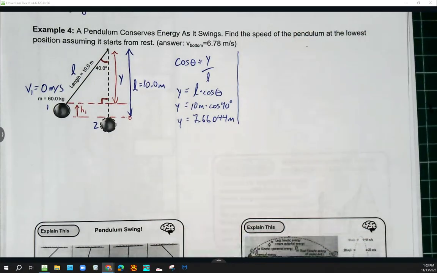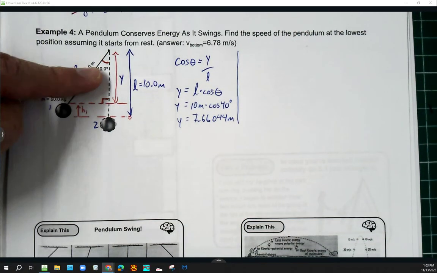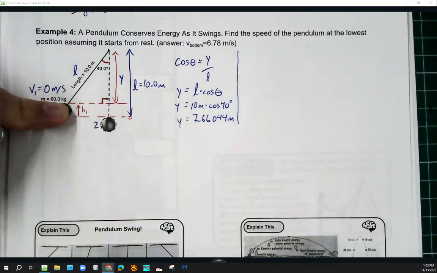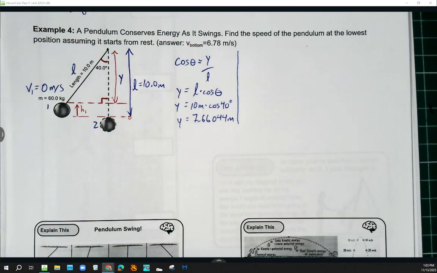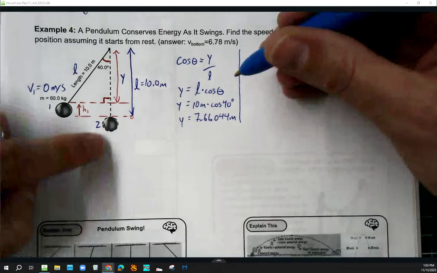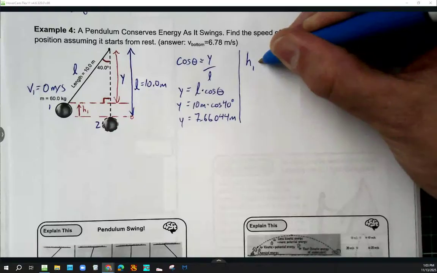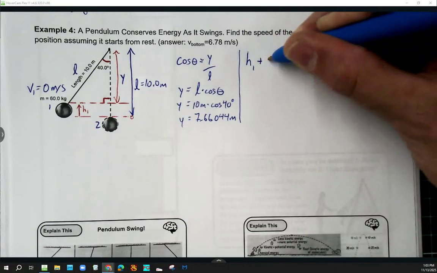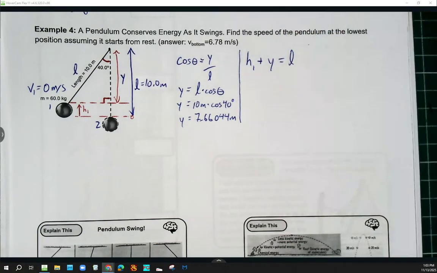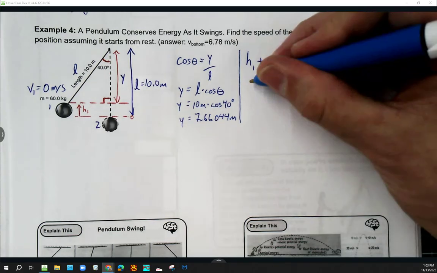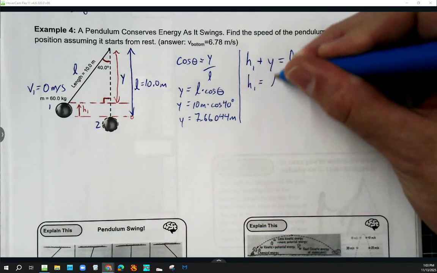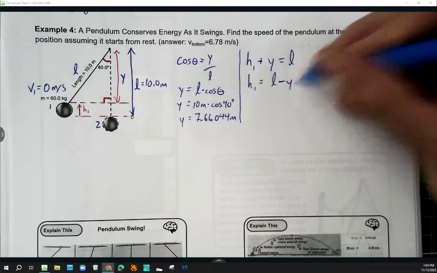And just sort of thinking ahead, I said that if I know y and I know L, I can get the height difference between the initial position and the final position. In other words, that value is going to be the h1, right? The initial height, if I call the final height 0. So I could say, okay, well, I can see that h1 plus y equals L. Take a look at the picture to make sure that that makes sense to you. If I want to know h1, that means h1 is equal to L minus y.